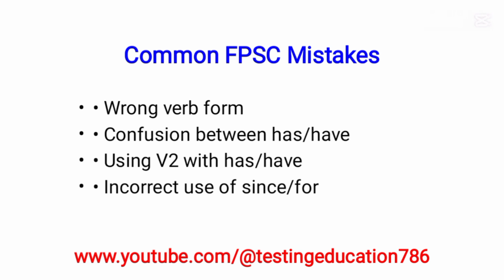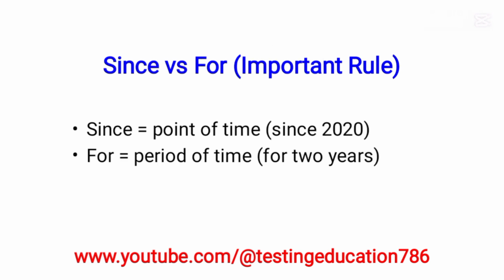Since versus for. There is a difference between since and for. Students, since is used for point of time. For example, since 2020, since Monday. For is used for period of time. For example, for 2 years, for 5 hours. For example, she has been teaching since 2020. The second example is she has been teaching for 5 years.